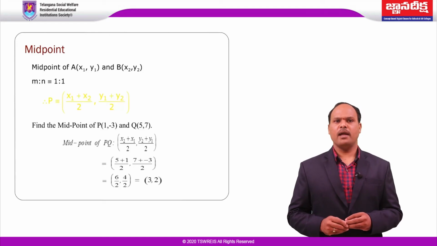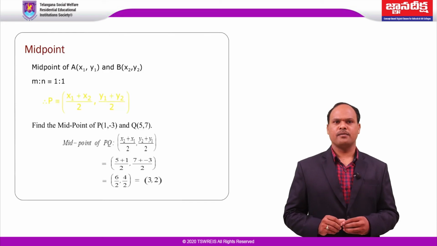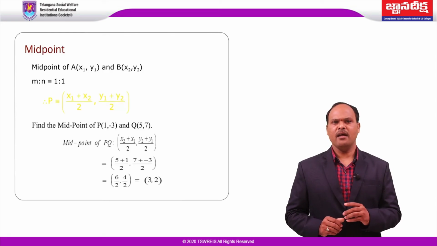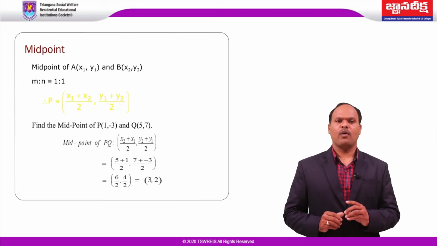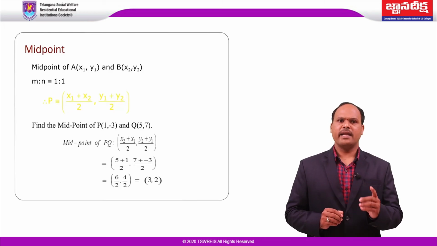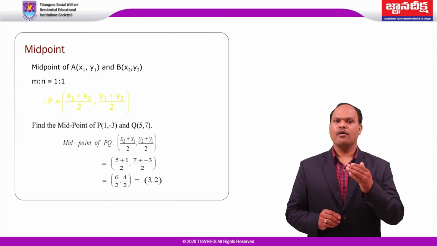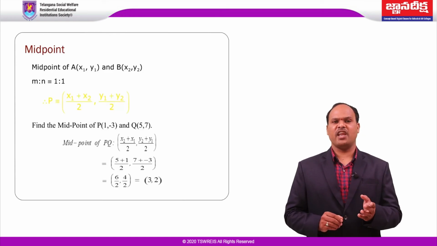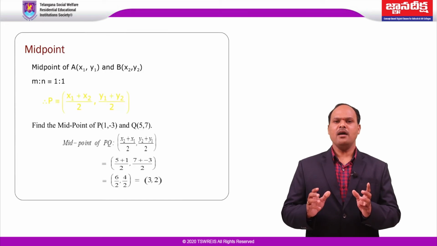So take the midpoint formula (x1 + x2)/2, (y1 + y2)/2. What is x1, what is x2 here? 1, 5. So (1 + 5)/2. What is y1, what is y2? (-3 + 7)/2. So 5 plus 1, 6 by 2, 7 minus 3 is 4 by 2. If you simplify, 3, 2. So finally the midpoint is (3, 2).